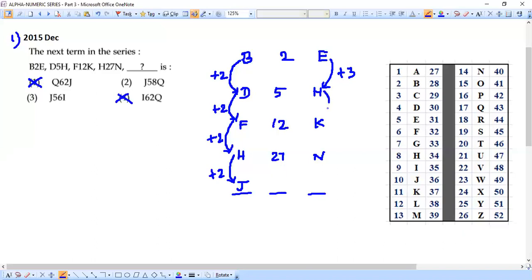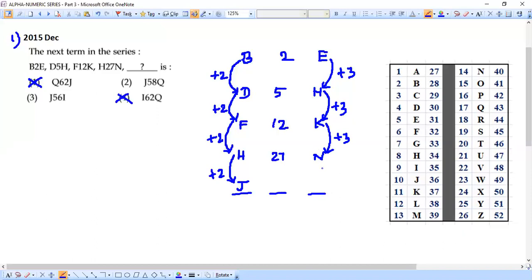Next, they are going from H to K. H is at the 8th position and K is at the 11th position. So what is 8 to 11? This is again plus 3. Now they are moving from K to N. K is at the 11th position and N is at the 14th position. So 11 to 14 is once again plus 3, right? So now we are very clear with the pattern that is followed for the last letters.